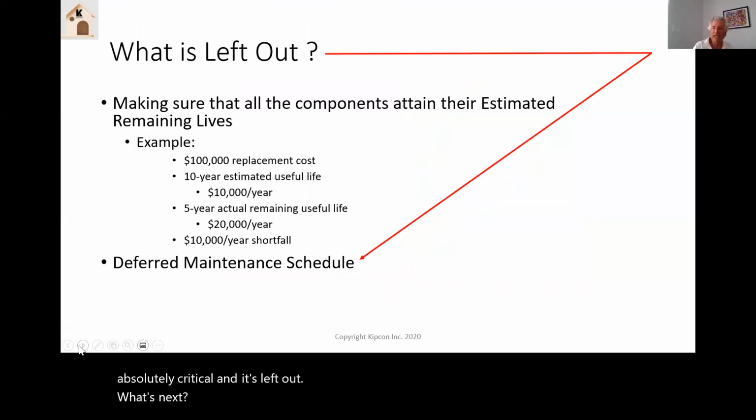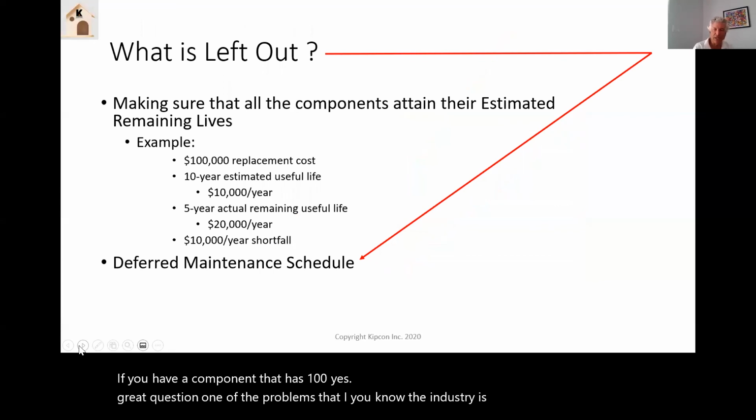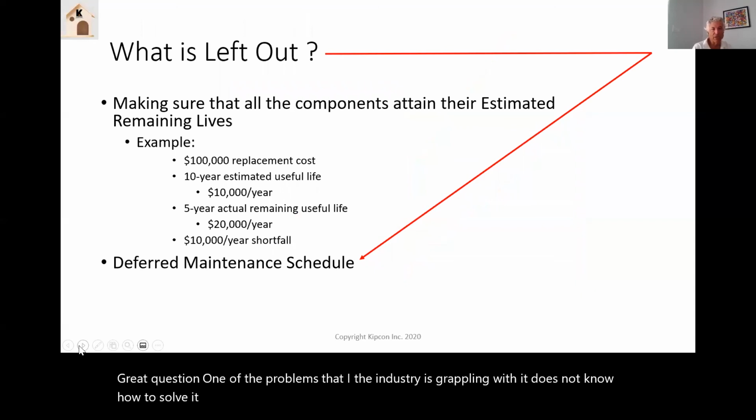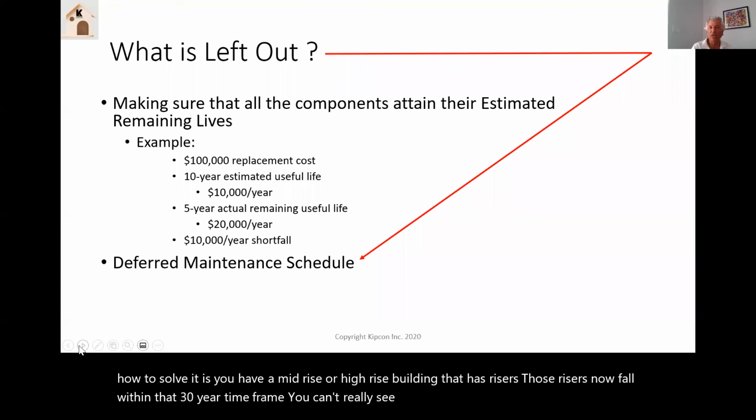If you have a component that has 100, yes. One question, would this apply to risers in mid-rise buildings? A great question. One of the problems that the industry is grappling with and does not know how to solve is you have a mid-rise or a high-rise building that has risers. Those risers now fall within that 30-year time frame. You can't really see them, so the answer is yes. The question is, how do you get there?